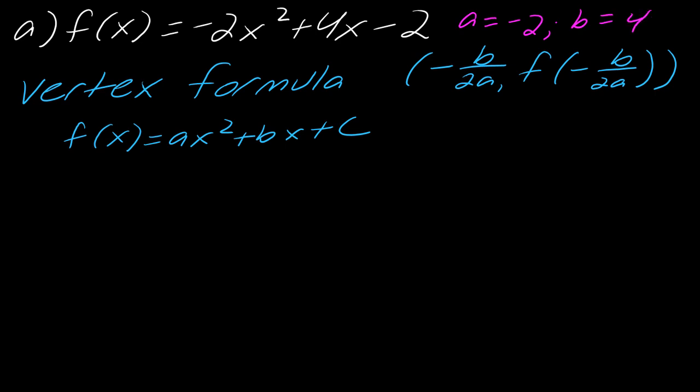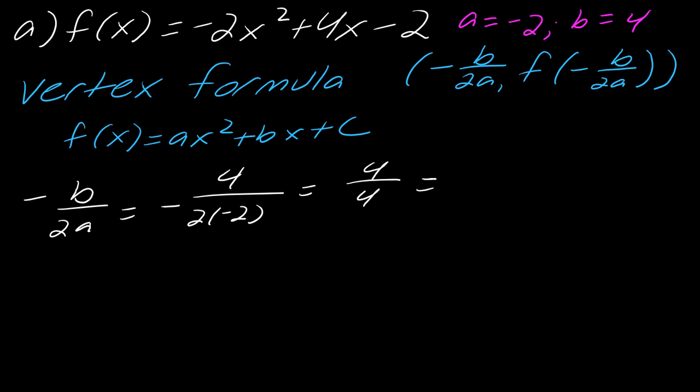Now I have to do two parts of this formula. First, calculate -b over 2a. I'll plug this in, so this becomes -4 over 2 times -2, which is 4 over 4, so this equals 1. Now the second part, f of -b over 2a, is just plugging that number into the function. So I'm going to plug 1 into this whole thing up here, so I'm going to have f of 1.